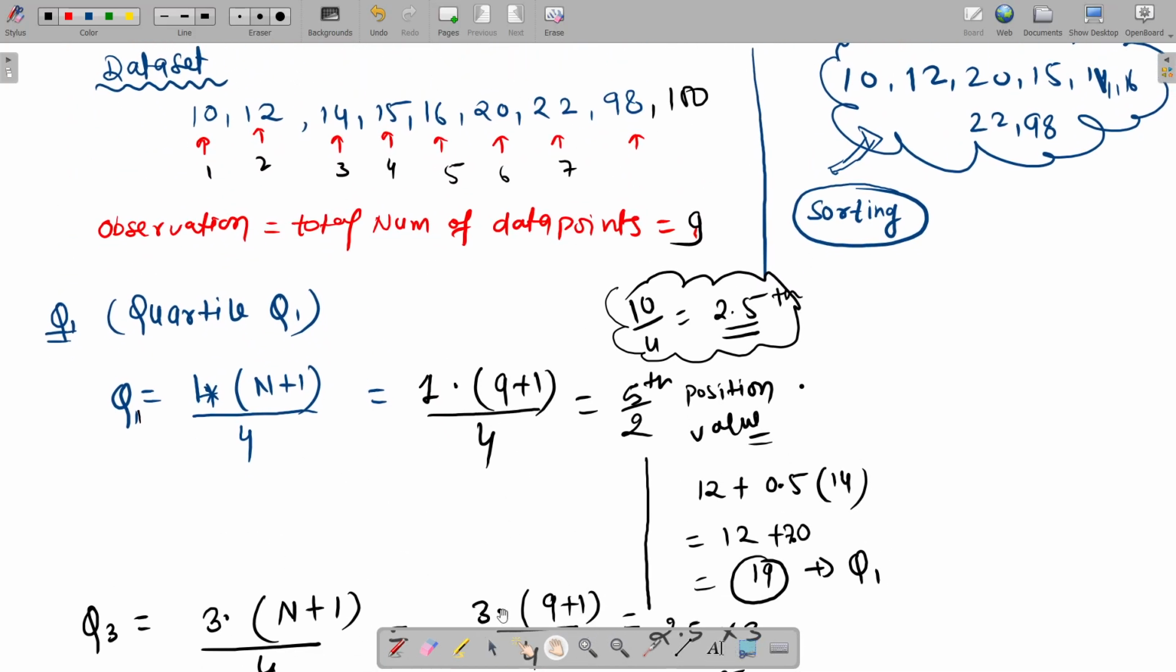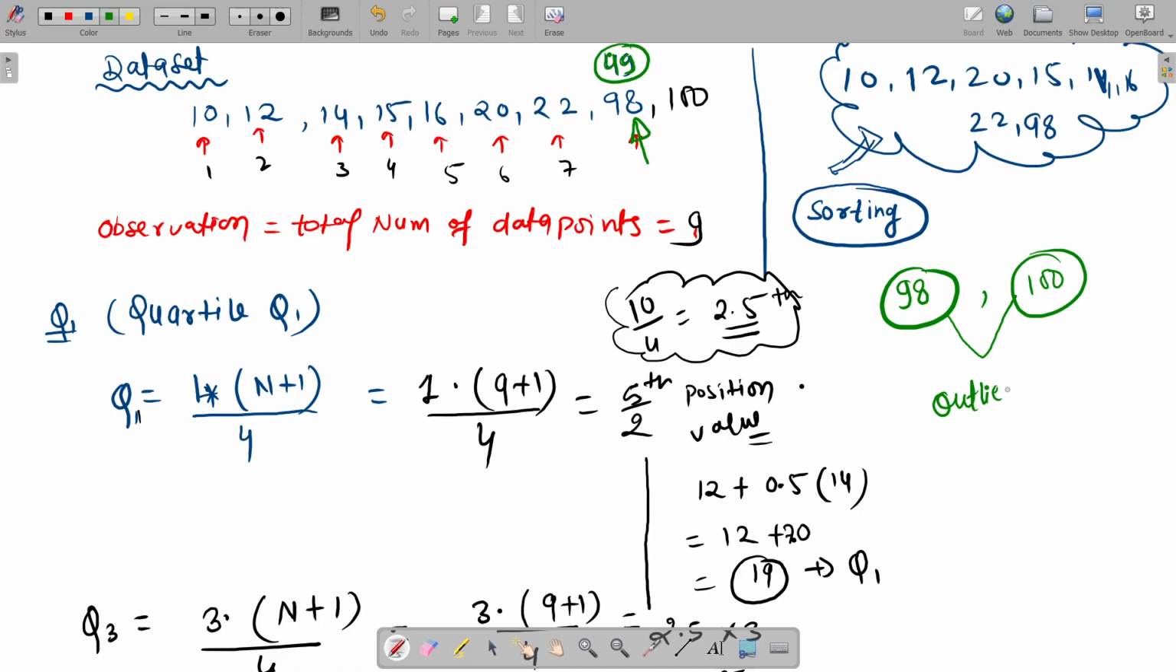So yes, we have two values which are greater than 49. Our first value is 98. Okay, 98 is greater than 49, and another data point is 100. 100 is also greater than 49. So what does it mean? It means 98 and 100 are outliers. 98 and 100 are outliers for this data set.